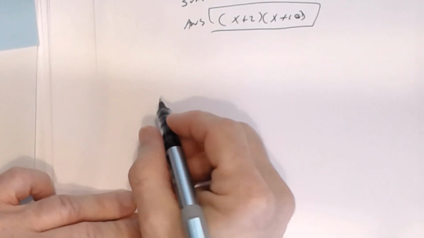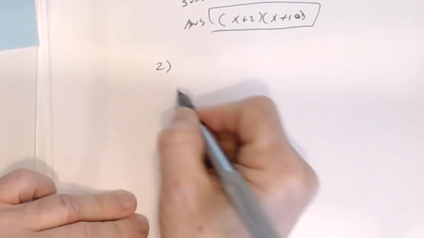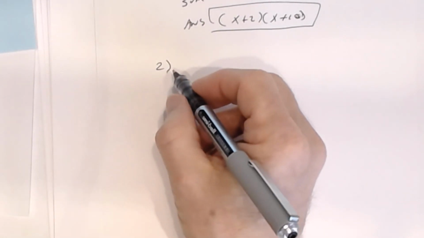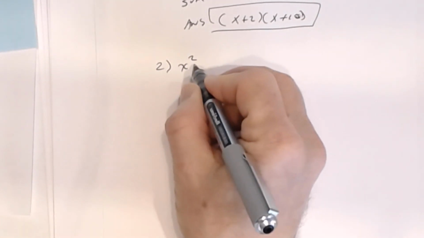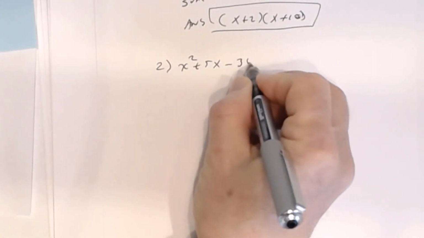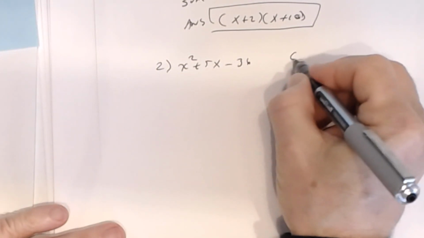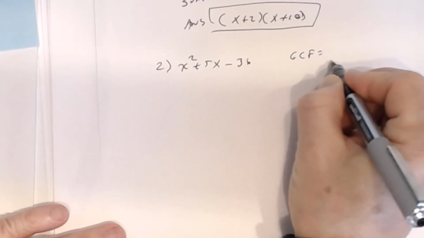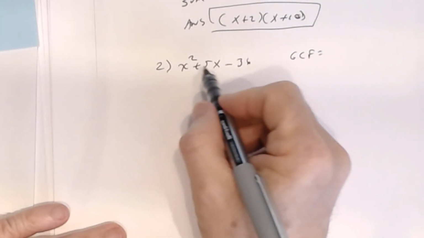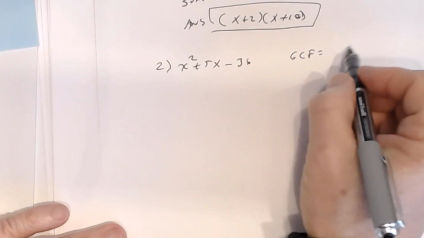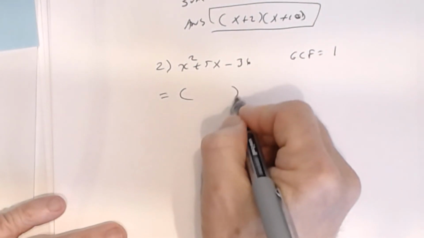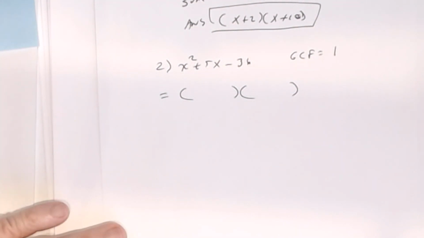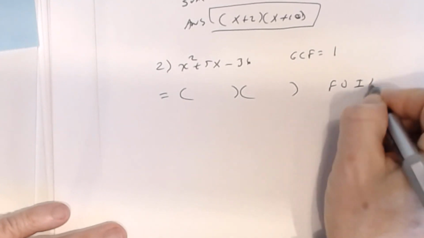I'm going to try and do 2 more before our time's up. Let's look at number 2. Suppose I had x squared plus 5x minus 36. First thing you always must do is look for a GCF. The GCF of x squared, 5x, and negative 36 is 1. Whenever it's just a 1, you go directly to factoring as the product of 2 binomials, and think of FOIL.